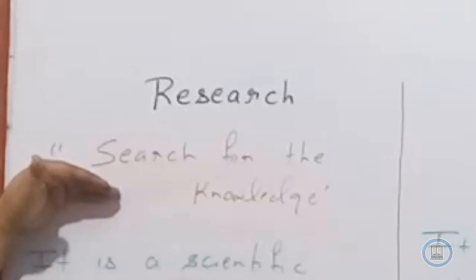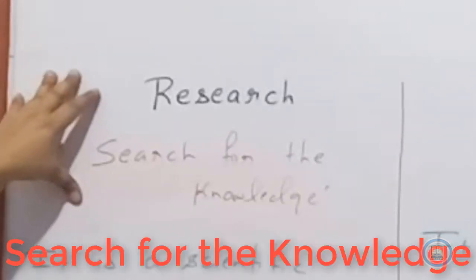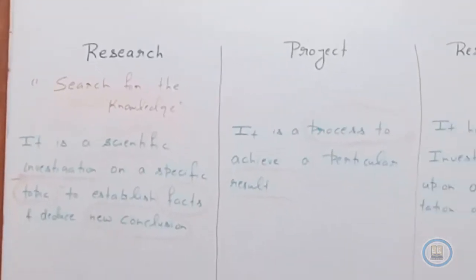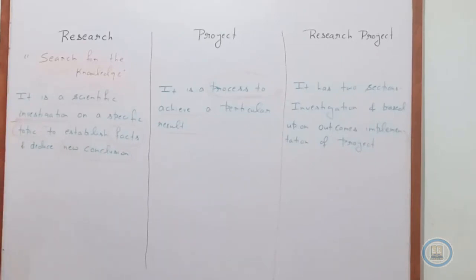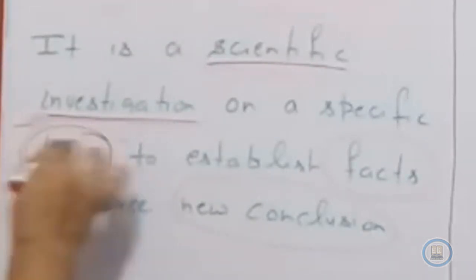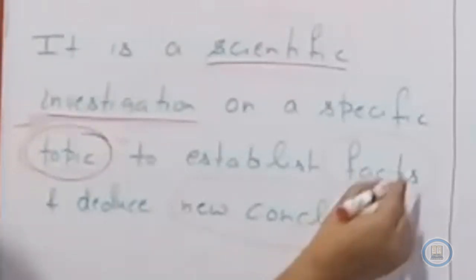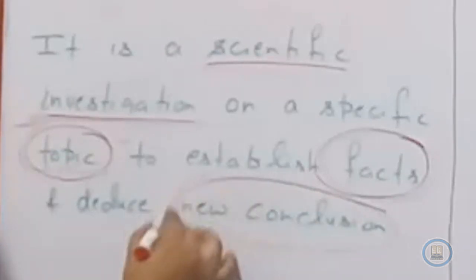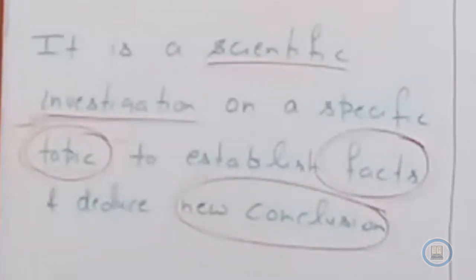In common parlance, when we are talking about research, its meaning is that it is a search for knowledge. But when we are defining the more general definition for research, we are saying that it is a scientific investigation. It is a scientific investigation on a specific or particular topic. That is, we need to define a specific topic, and the reason and the objective to do the research. We need to establish the facts. That is, we want to try to prove the truth and to deduce the new conclusion from this result.